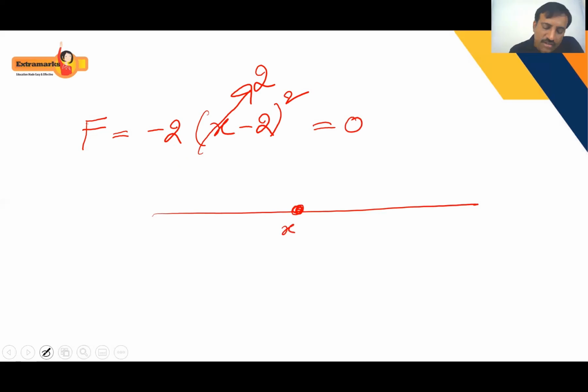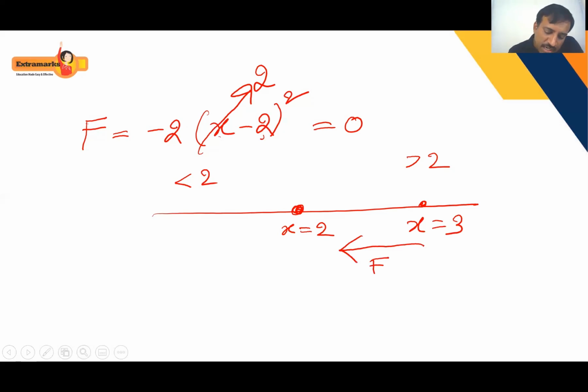Okay, fine. But when x is greater than 2, what will happen? Less than 2, what will happen? Let us say x is equal to 3. At x is equal to 3, the particle is at x equal to 3. 3 minus 2 is 1, 1 square is 1, 1 square into minus 2 is minus 2. Means force is acting in this direction.